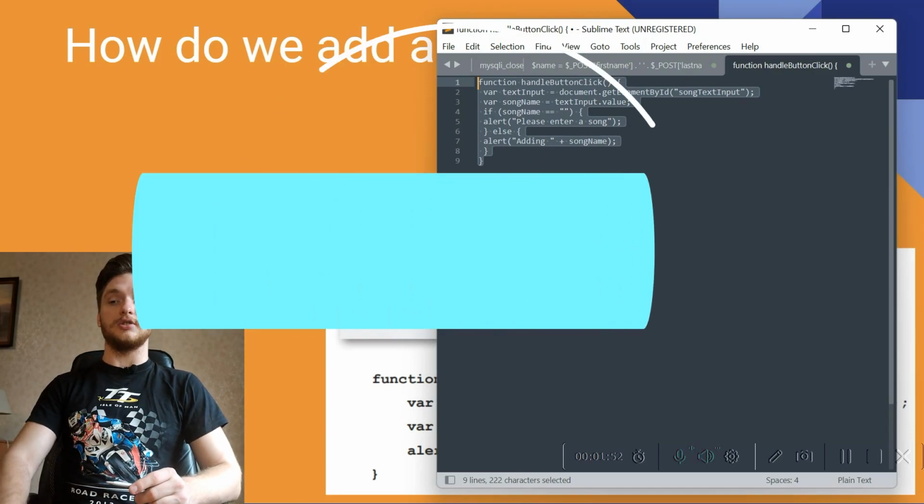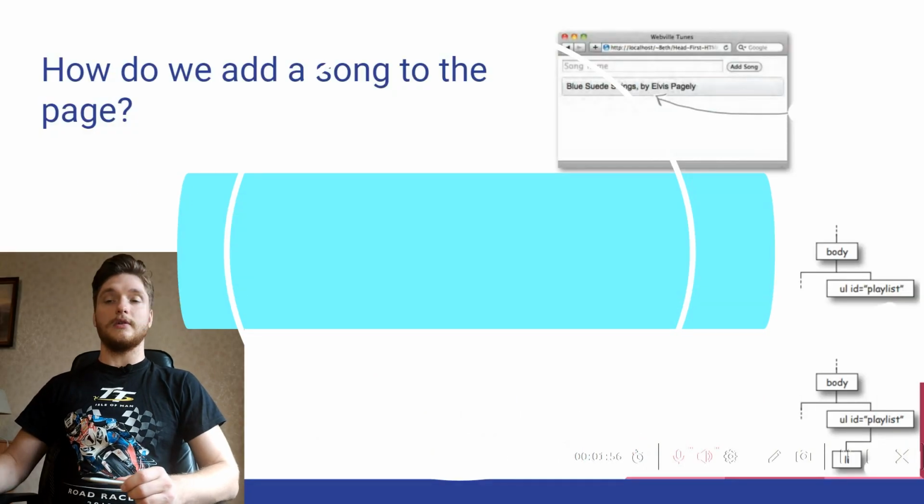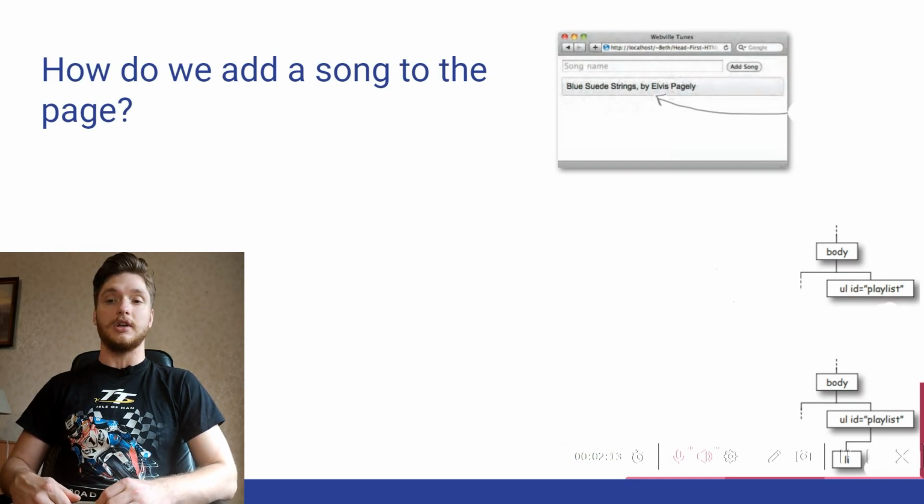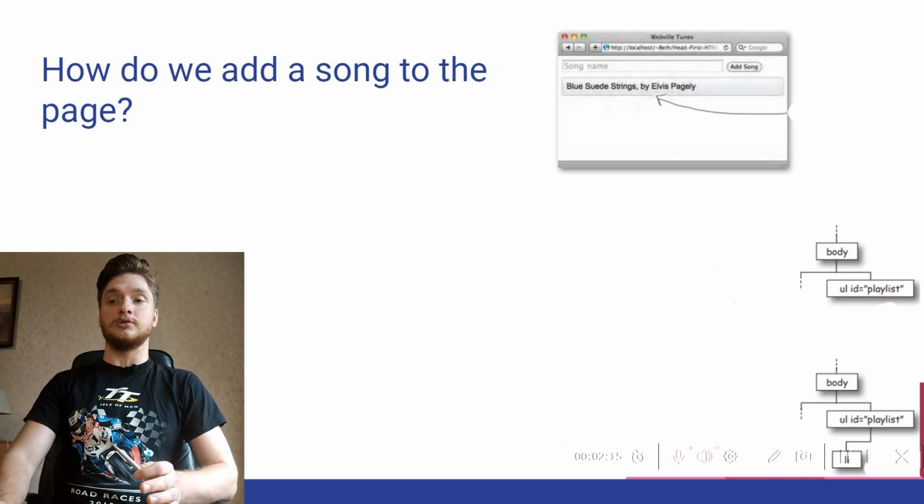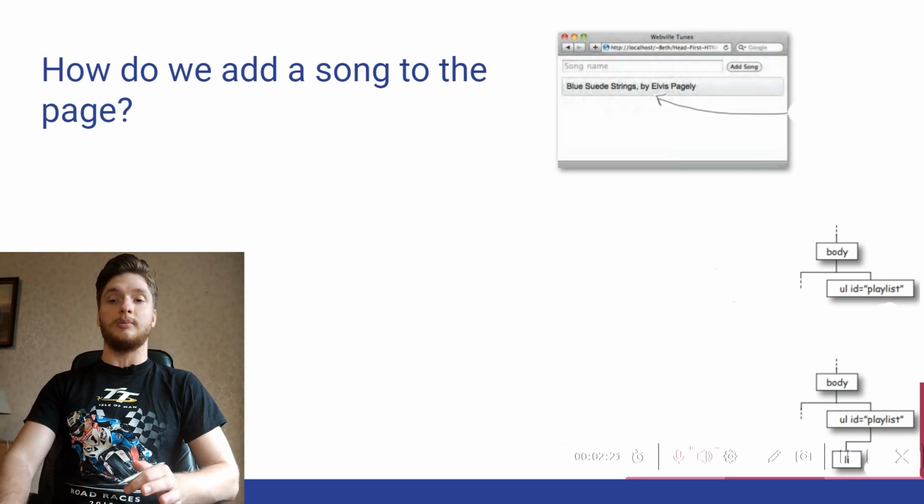How do we add a song to the page? We already got a lot working. You can type a song name into a form, click the Add Song button and get the text you typed into the form, all within your code. Now we're going to display the playlist on the page itself. Here's what it's going to look like. When you click Add Song, your JavaScript will add a song to a list of songs on the page.